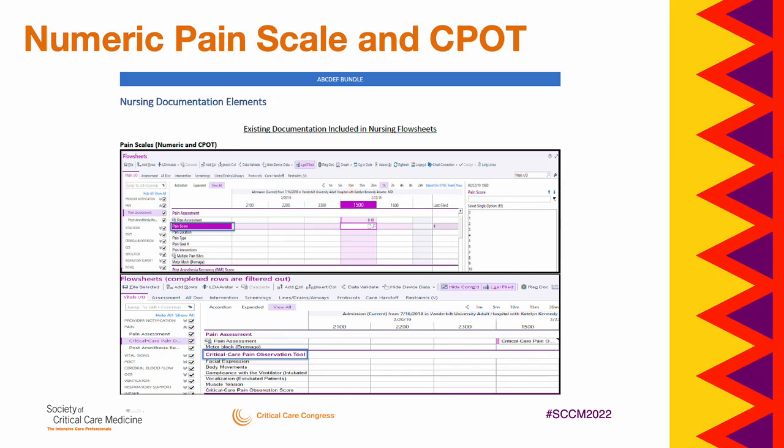Now, your institution might use the behavioral pain scale or the BPS, but that would just be up to your institution to pick that option to implement in your electronic medical record. But as you see here, if the patient can verbalize their pain, then the nurse would document the patient's numeric rating scale. And if the patient was unable to verbalize, then they would document their critical care pain observational tool or their CPOT, and we do that at Vanderbilt every 4 hours.